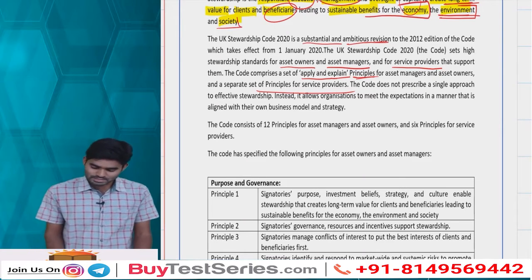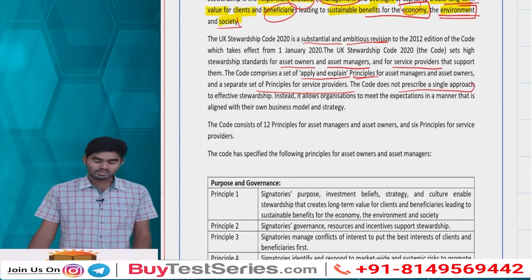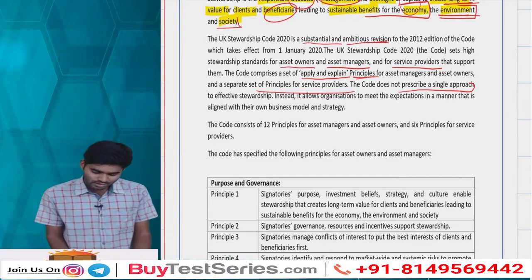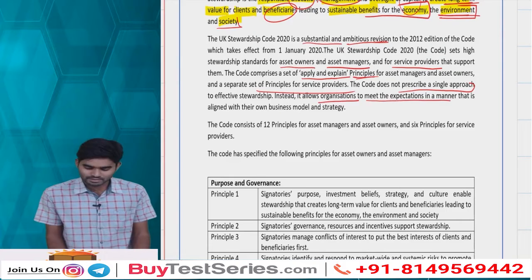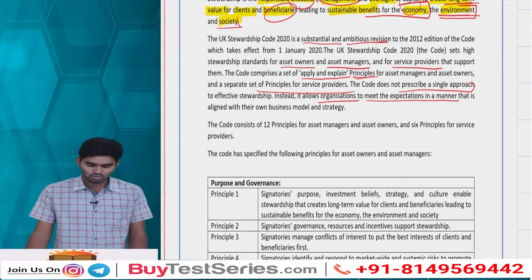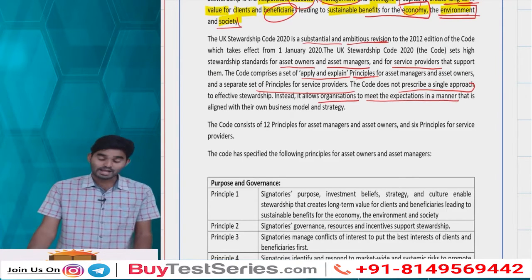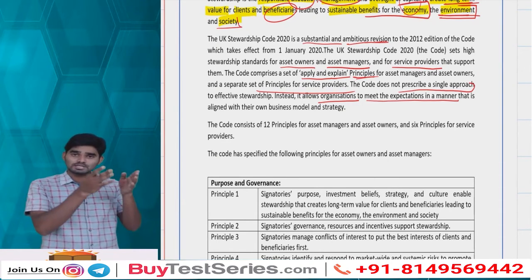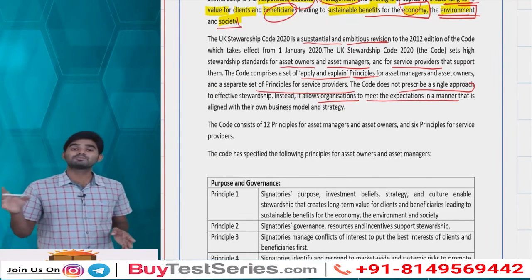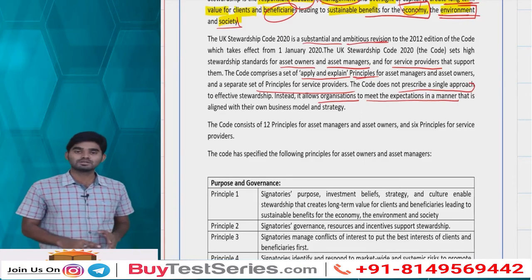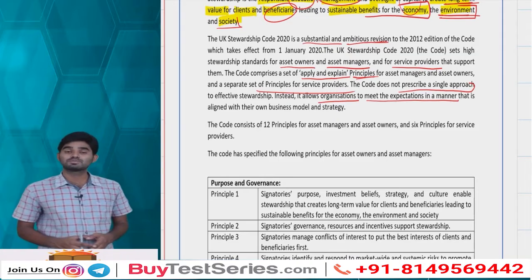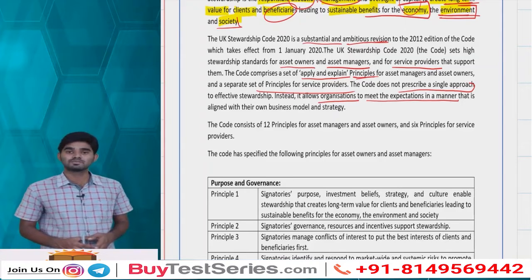The code does not prescribe a single approach to effective stewardship. Instead, it allows organizations to meet the expectations in a manner that is aligned with their own business model and strategy. Sir, there is no such thumb rule that says this is the strategy a company has to comply with or adopt to effectuate stewardship theory, stewardship rules or duties.